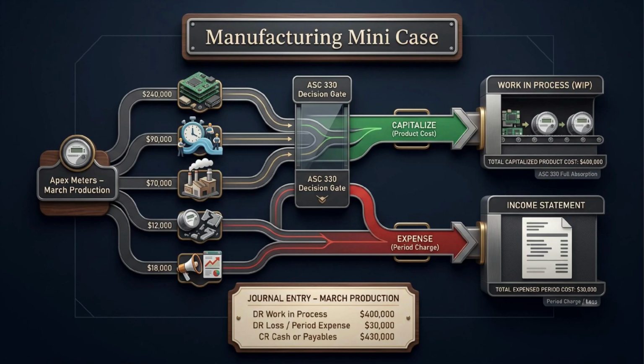Abnormal spoilage of $12,000 is expensed, and the selling campaign of $18,000 is expensed, so total period expense is $30,000. The entry is debit work in process $400,000, debit loss or period expense $30,000, and credit cash or payables $430,000. The debits and credits balance and the accounting conclusion follows the production link.